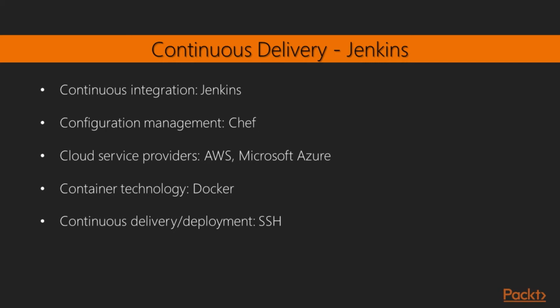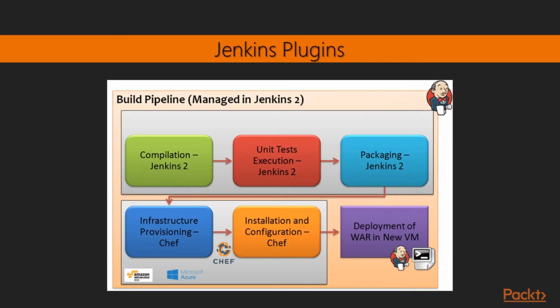Continuous integration, Jenkins. Configuration management, Chef. Cloud service providers, AWS, Microsoft Azure. Container technology, Docker. Continuous delivery or deployment, SSH. End-to-end orchestration, Jenkins plugins. Here is a sample representation of end-to-end automation using different tools.